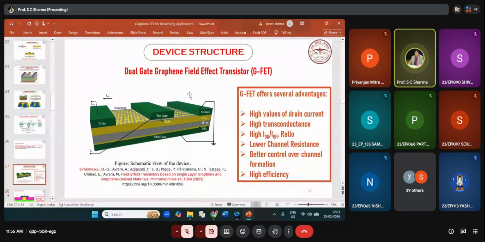Why are we using graphene as a channel? Because of high drain current, high transconductance, high on-off current ratio, lower channel resistance, better control over channel formation, high efficiency. So this schematic diagram I have taken from this reference: field effect transistor based on single layer graphene and graphene derived materials.